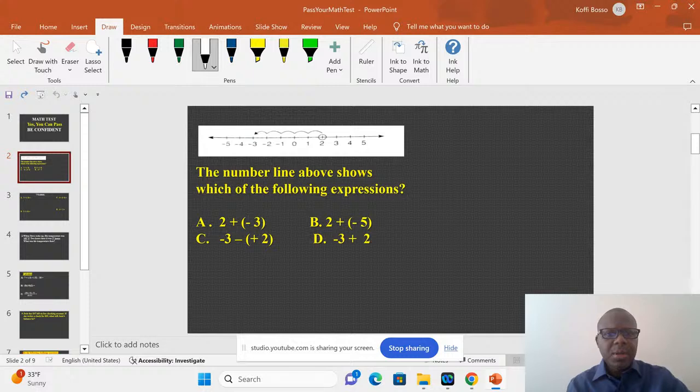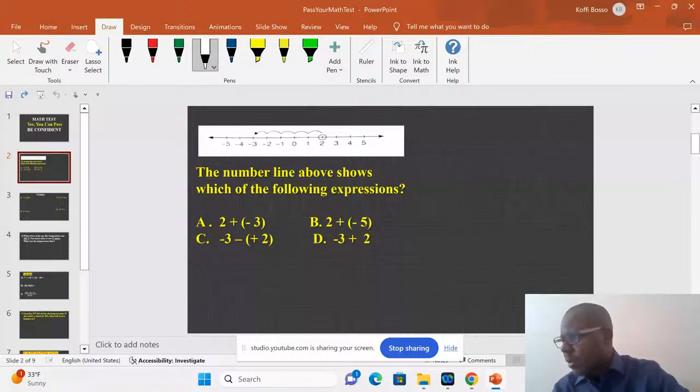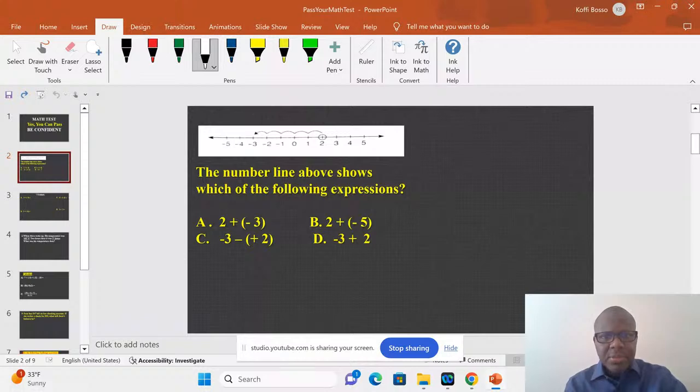So they say the number line above shows which of the following expressions. So you have four expressions. We want to know which one matches with the number line. So feel free to type your answer. And I will see if you understand the question. Okay, so right now I can tell you that the correct choice here is B.